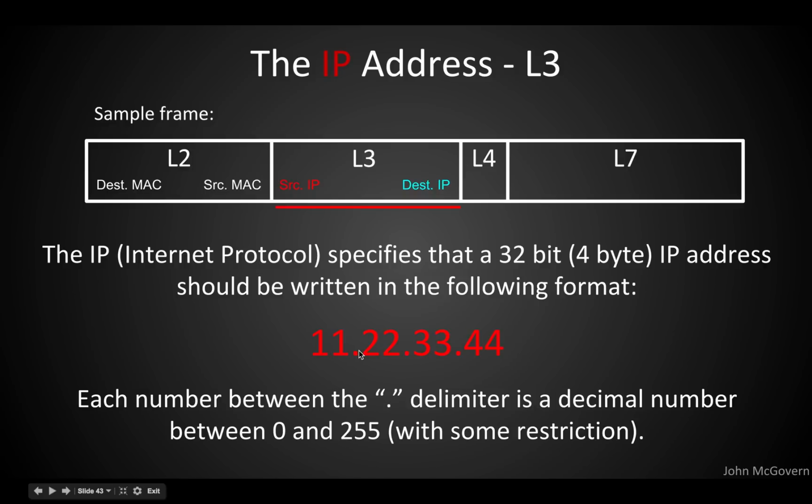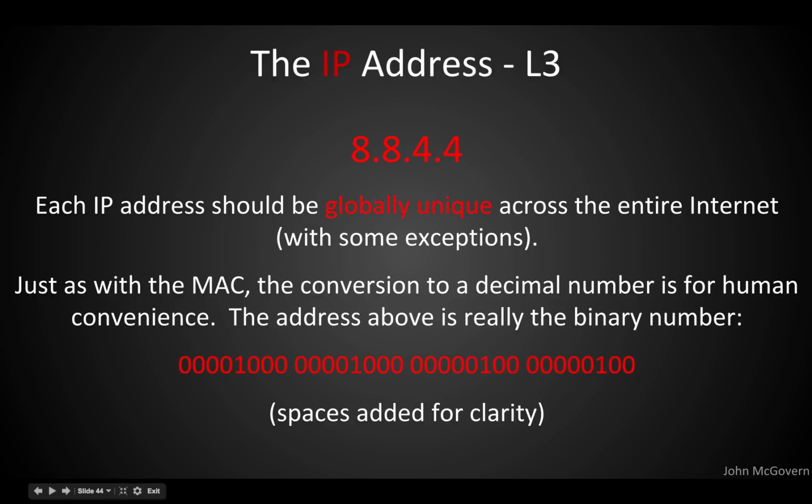So 255.255.255.255. Now, we're going to talk in the next few slides. There are a bunch of these numbers that are reserved, so you really don't get a la carte use of the IP space. There are some reserved addresses. Each IP address should be globally unique across the entire internet. Of course, everything has exceptions.